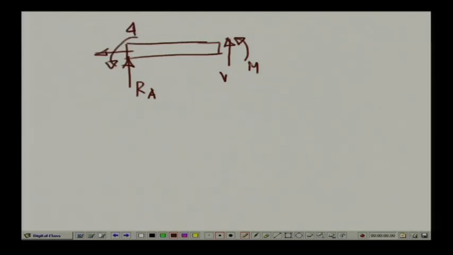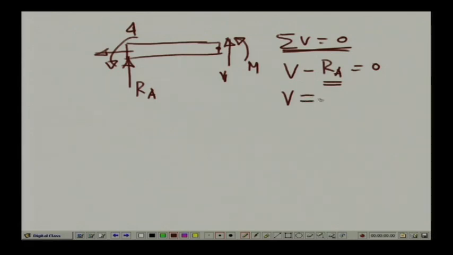Now, if we take the vertical equilibrium of the forces, that means summation of vertical forces equals 0, which will give us the value of the shear. So, V, which is positive upwards, minus R A equals 0. R A we have obtained as minus 1, so V is equal to minus 1.0 kilonewton. So, this is the shear force at this particular point.